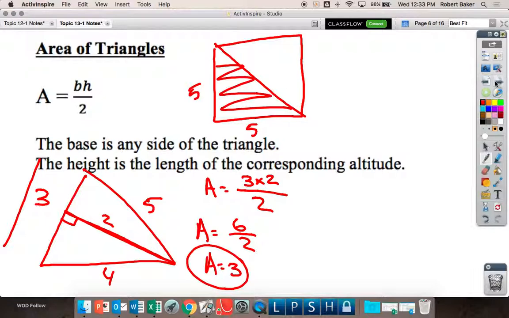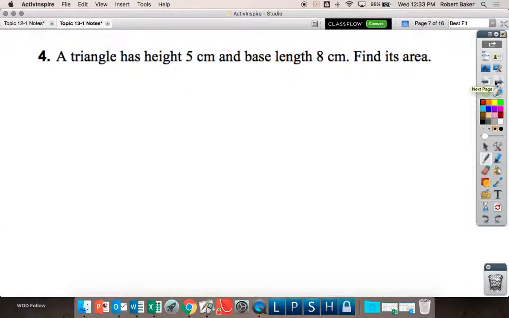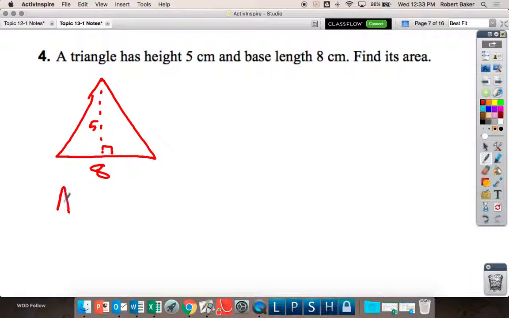Okay, a little bit of word problem action. Says a triangle has a height of 5 centimeters, and it has a base of 8 centimeters. Find the area of the triangle. So you can draw a little triangle if you want to. It has a height of 5, and it has a base of 8, and it wants us to calculate the area of that triangle. Base.